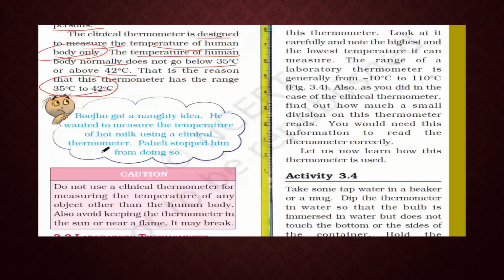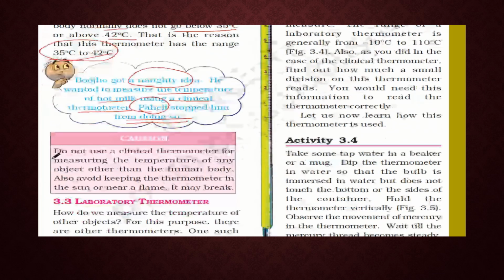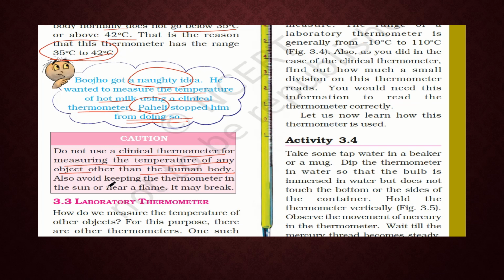But what did Bujo want to do? I told you not to measure hot milk or hot water. He was a naughty boy and had a naughty idea. He wanted to measure the temperature of hot milk using a clinical thermometer, but Paheli stopped him from doing so. Why should we not use it? Do not use a clinical thermometer for measuring the temperature of any object other than the human body. Avoid keeping the thermometer in the sun or near a flame. It may break if you put it in the high temperature of hot boiling milk, and if you keep it in the sun or near a flame, it will burst.